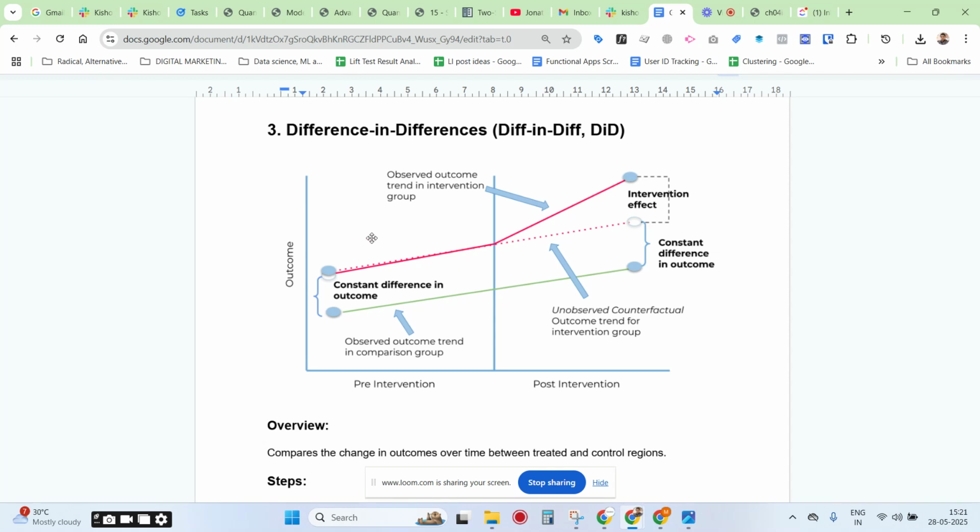So for instance, the constant difference in outcome is carried through to the post-intervention period as well. Once again, you have a comparison group and a treatment group. The vertical blue line stands for the intervention, and the difference in difference is calculated by the difference that comes about because of the intervention effect. So you have the intervention effect here that gives you the difference from what would have happened without that intervention, which would have been a constant difference in outcome.